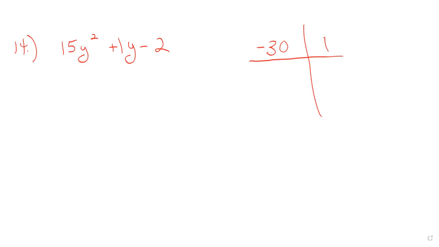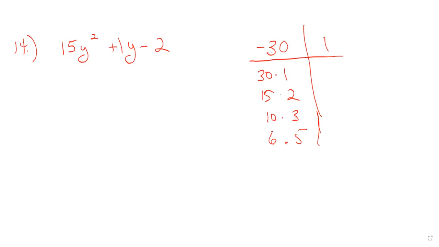So if I go through my factors: 30 times 1, 15 times 2, 10 times 3, 6 times 5. One of the reasons I'm writing this way, it looks a little weird, but it doesn't matter if you do 1 times 30 or 30 times 1. Again, multiplication is commutative.